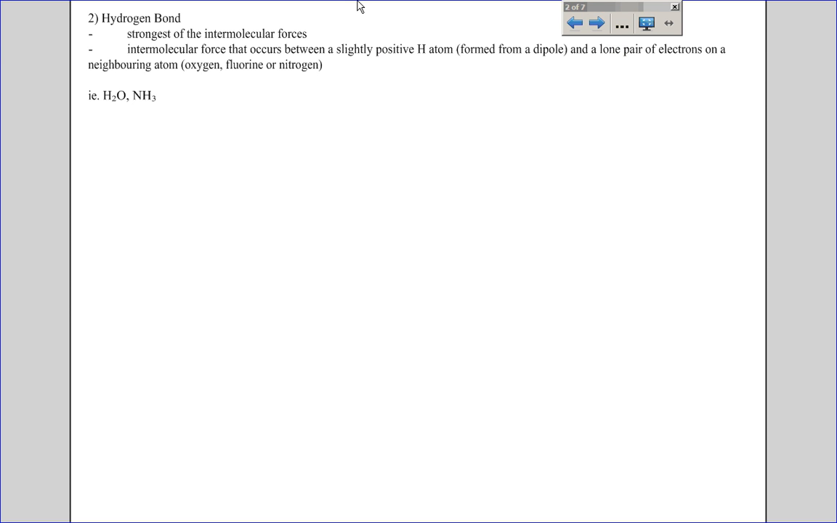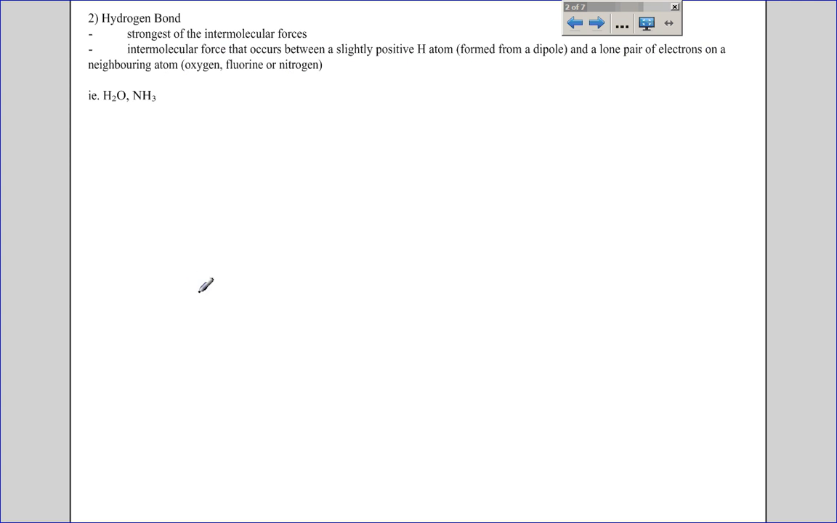The first thing that is needed is a slightly positive hydrogen atom. And this must come from a dipole. So there must be a polar bond within the molecule where hydrogen is left slightly positive. There also must be a lone pair of electrons on a neighboring atom. And that atom must be either oxygen, fluorine, or nitrogen.